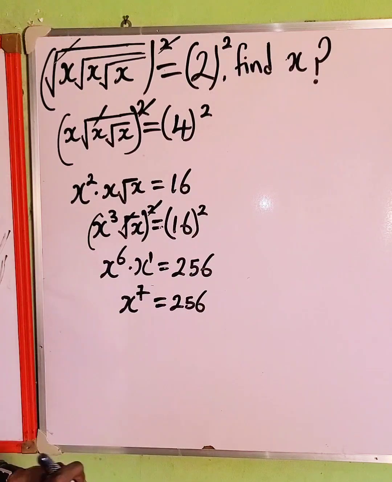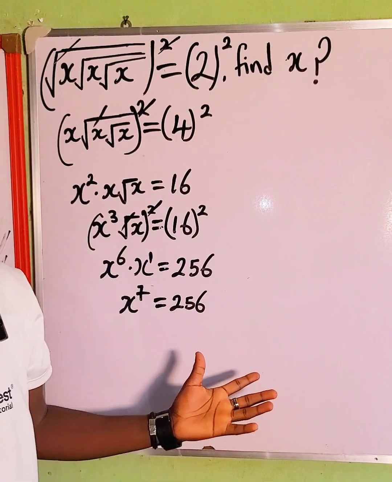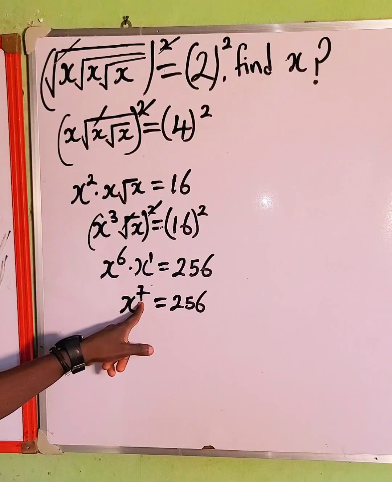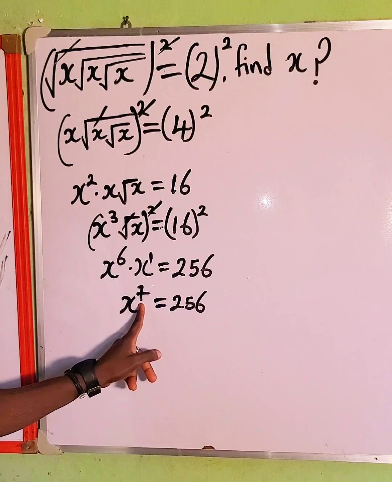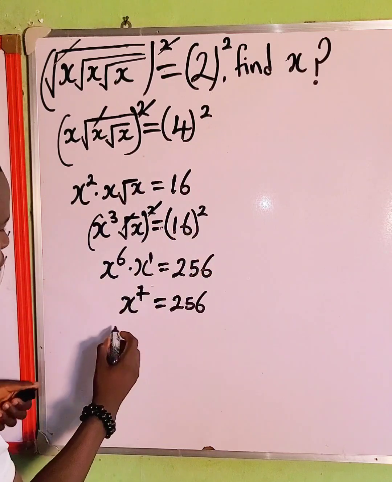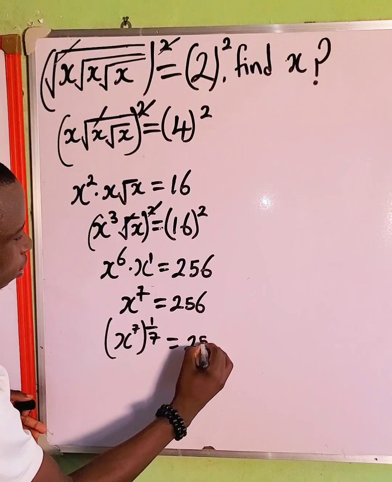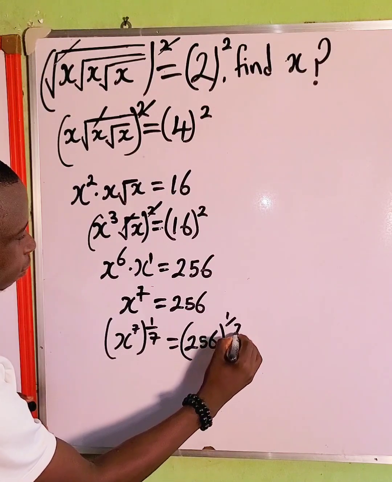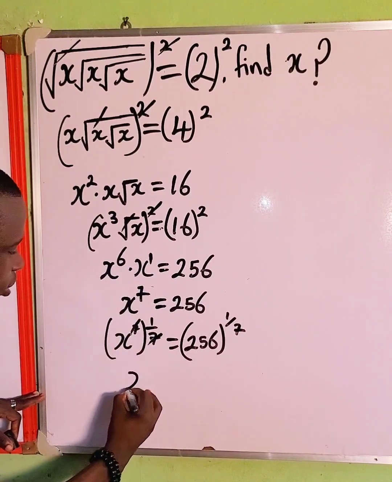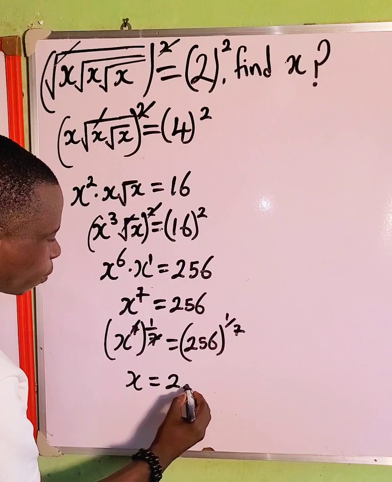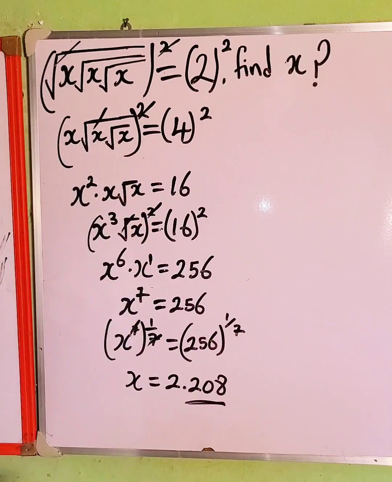Now what are we going to do? Remember, they asked us to find the value of x. And here we have x raised to the power of 7. So what are we going to do to eliminate the 7? We're going to raise both sides of this equation to the inverse of the power, which is this 7. Inverse of 7 meaning 1 over 7. So we're going to raise both sides to 1 over 7. Then we do the same thing to the right hand side, 1 over 7. So that this 7 is going to cancel this 7. X raised to the power of 1 is the same as x, now will be equal to 2.208 approximately. And here is the value of x that satisfies this radical equation.